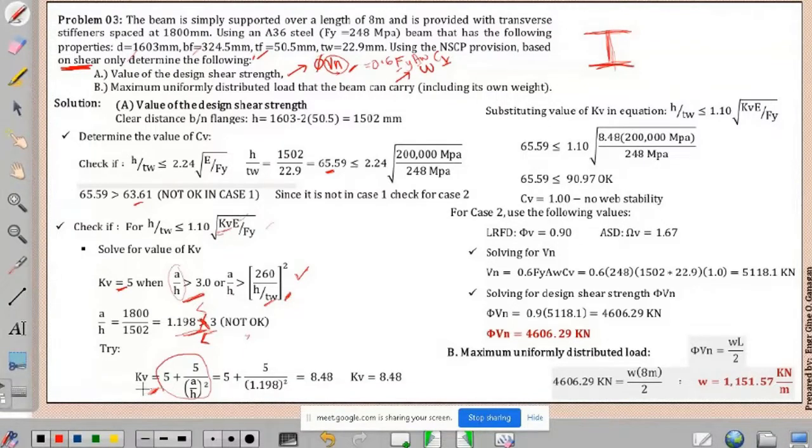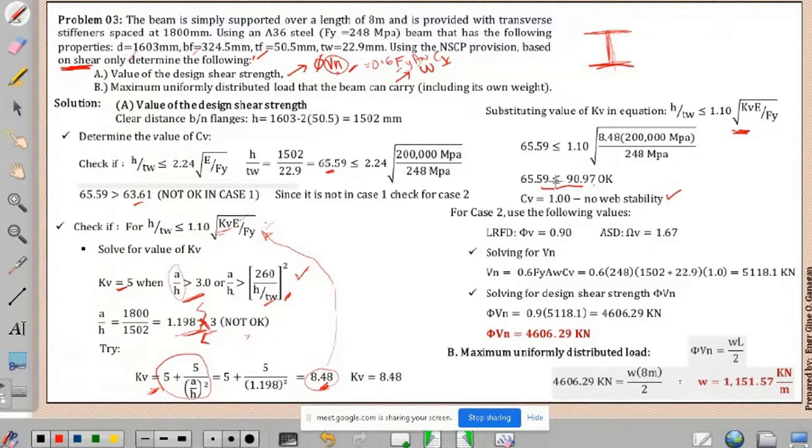So we go to KV is equal to 5 plus 5 over (A over H) squared. When you substitute all of that, we get KV equal to 8.48. This is our KV, which we substitute here to find out if our width thickness ratio passes this equation. When we solved it, we got a limit of 90.97, which is actually greater than our width thickness ratio. So our CV is 1.